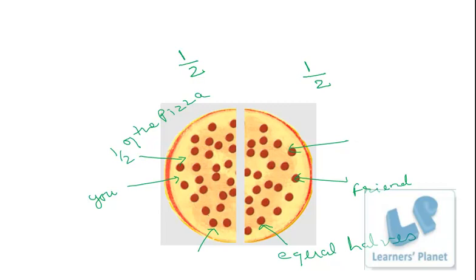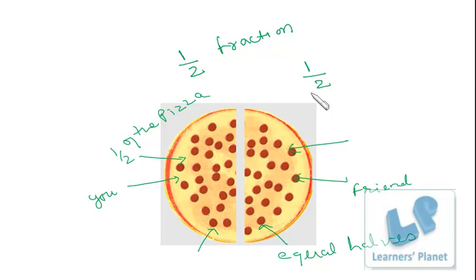Half pizza you eat and half pizza your friend will eat, okay? So this half is what? It's a fraction. Out of two pieces you are eating one and your friend is eating one, right? So this is actually a fraction, because there are two parts and out of this you are eating one part and your friend is eating one part, okay? Now what happens if two more friends come?